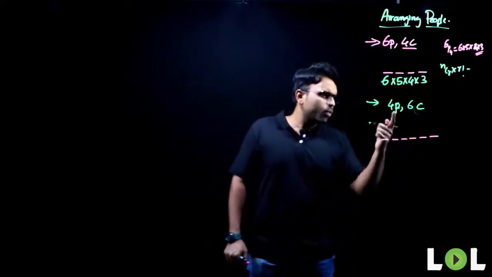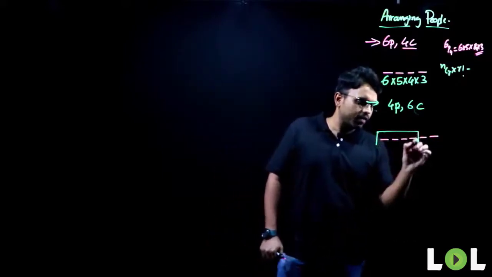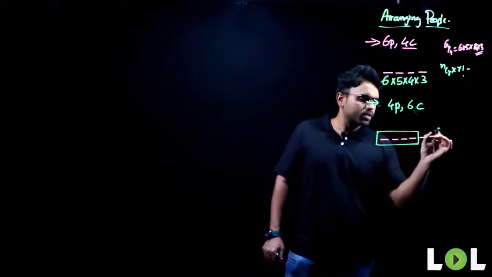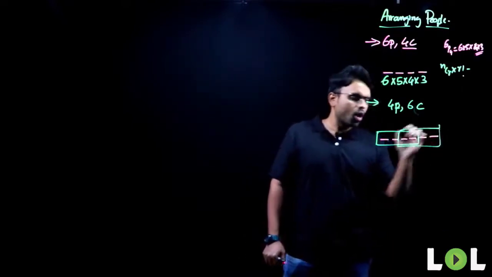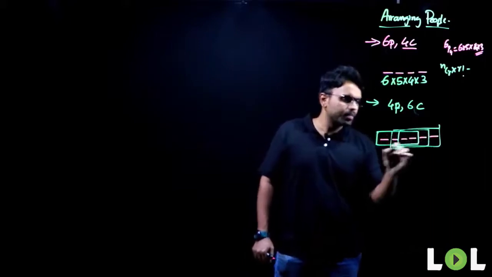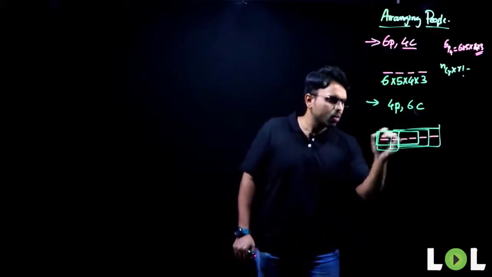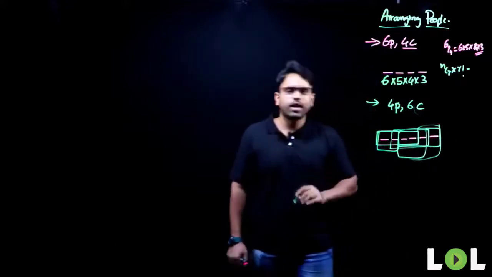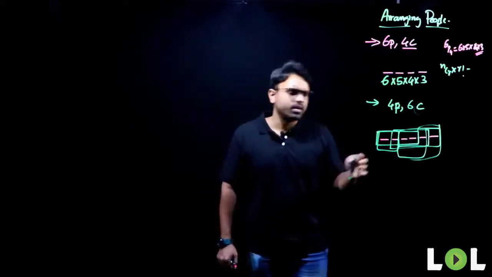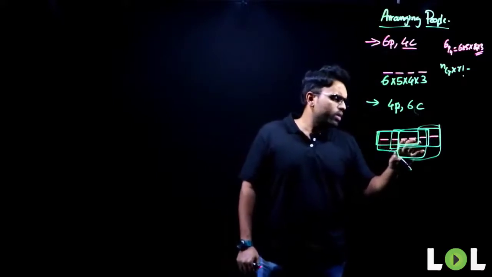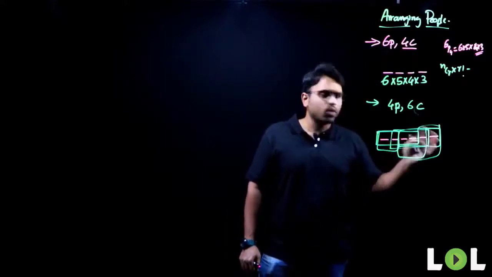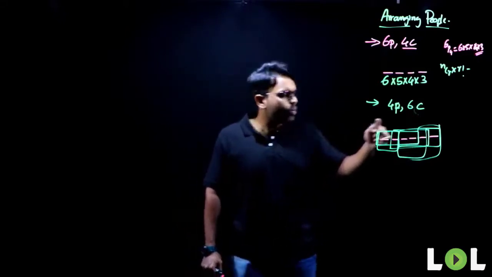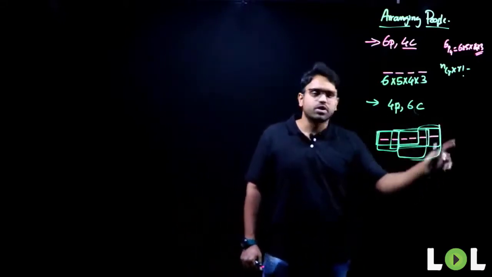Now these 4 people can occupy the first 4 chairs or the last 4 chairs or the middle 4 chairs or the first 2 and the last 2. Yes, this way they can do it. Anyways they can do it. Now, how do we deal with such a situation?